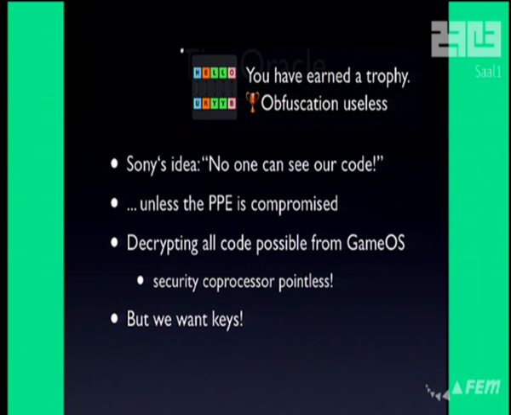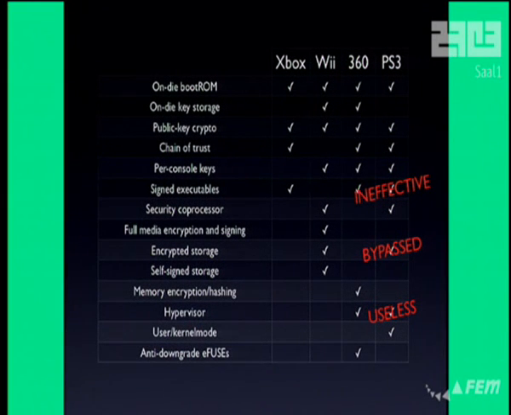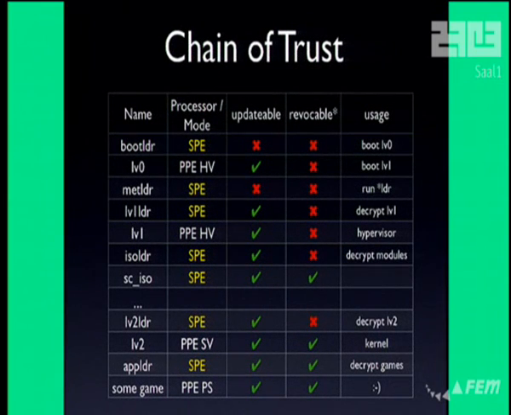But we still want keys. But let's first take a look at our table again, what we did now. So we have the security code processor there. It's pointless. So let's go one step back to the chain of trust I showed at the beginning.